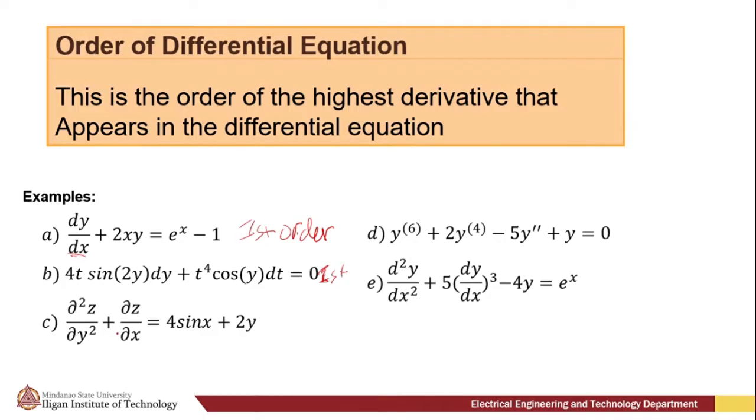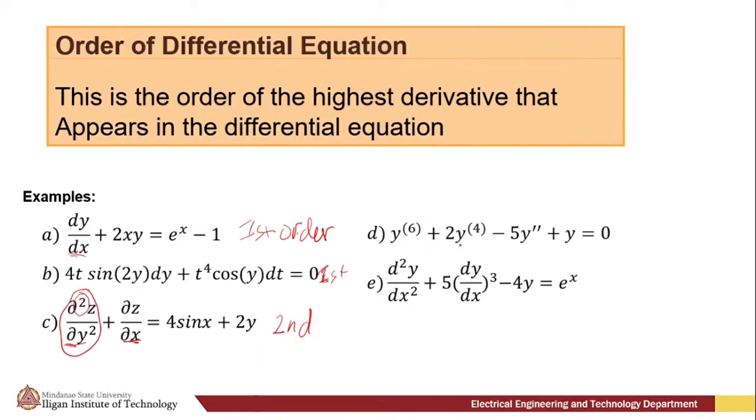Now here we have a partial differential equation. If you notice, we have two terms that contain a derivative: this one is the second partial derivative of z with respect to y, and this one is the partial derivative of z with respect to x. For the order, we take the highest, which is 2.